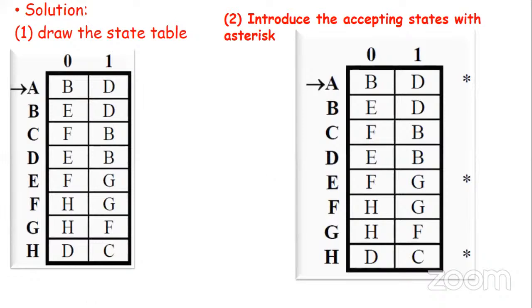So the next thing to do after drawing the state table is to identify the accepting states using asterisks. So A, E, and H, they are the accepting states. So you indicate them using asterisks. And you still remember that the asterisks are going to be changed to what? To 1, 1, 1, and all other states will be converted to what? 0, 0, 0, 0.